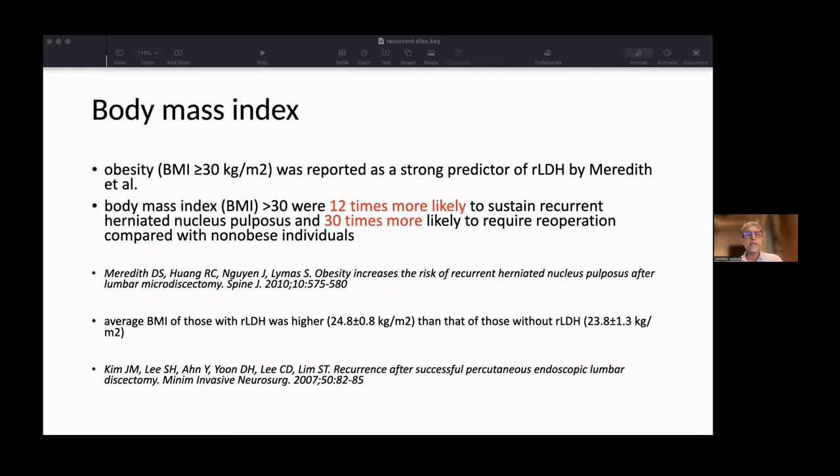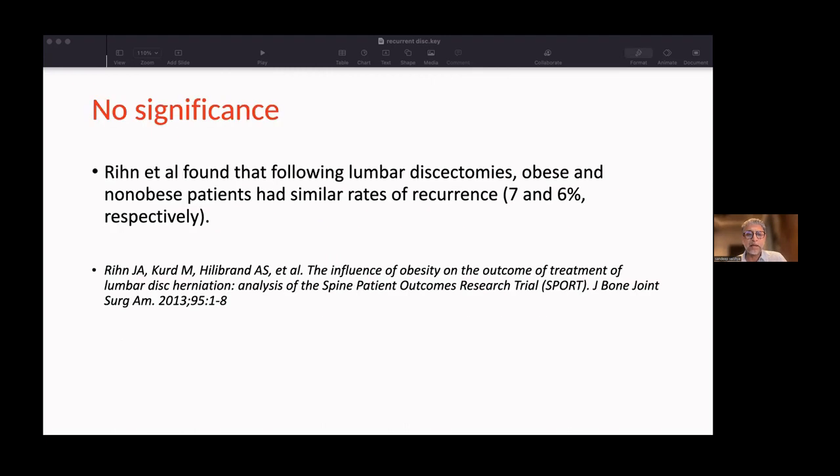And now, body mass index, obesity has been reported as a strong predictor. BMI above 30 was 12 times more likely to sustain recurrence of the herniated nucleus, and 30 times more likely to require reoperation compared with non-obese individuals. So these were multiple studies which suggested that.